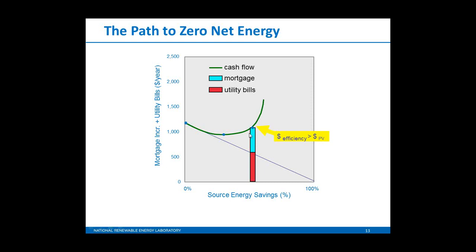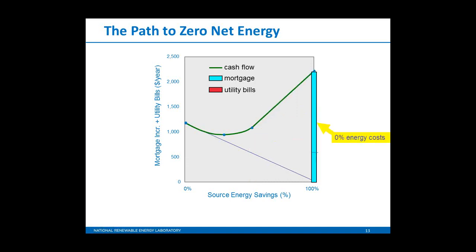But BEopt will always evaluate doing additional efficiency versus the cost of employing PV. And so it looks at the marginal cost of saved energy from efficiency relative to the marginal cost of produced energy from PV. And at the point where PV is a more cost-effective technology, it'll put PV in your building to get you to zero net energy. And when you're at that point, now you've, in theory, reduced your utility bills cost to zero, and all of your energy savings improvements are rolled up in your mortgage.